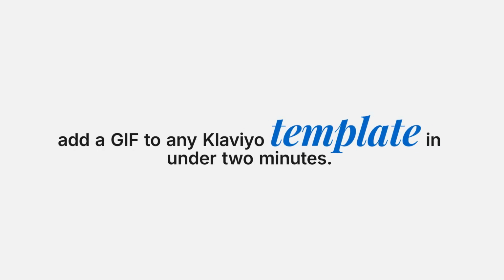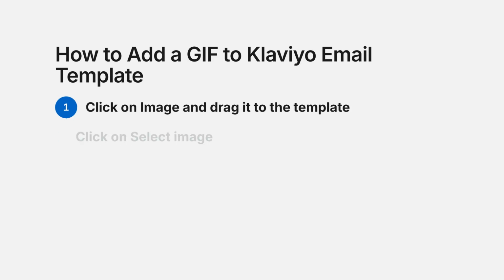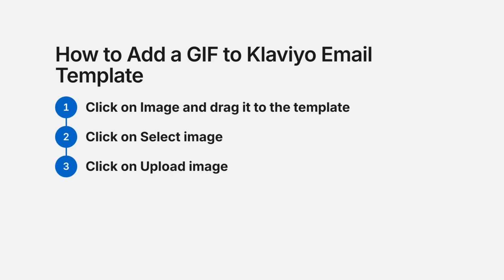Are you still sending static emails while your competitors get higher clicks with GIFs? Learn to add a GIF to any Klaviyo template in under 2 minutes. We'll start by dragging an image block into your template. Then select and upload your GIF file directly to Klaviyo.